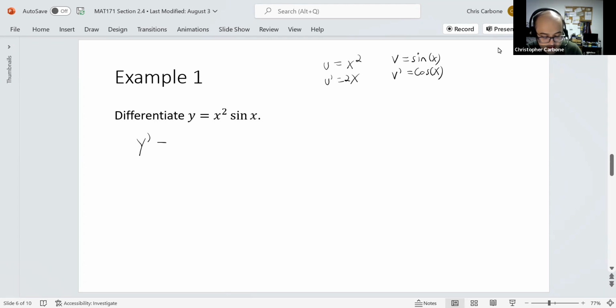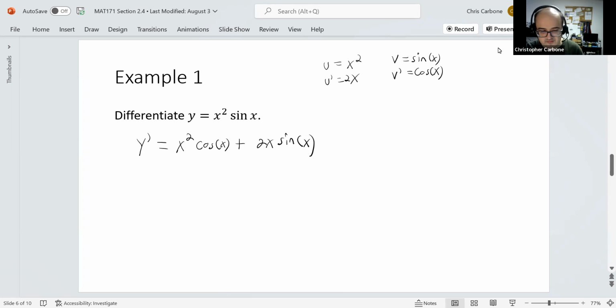So taking the derivative of y here, we would have x squared times the cosine of x plus 2x times the sine of x. And we can't really simplify that too much. You can take out an x, but not really going to simplify at all.